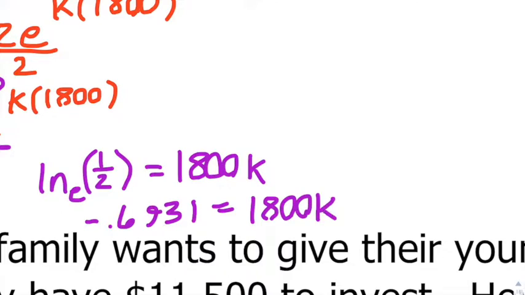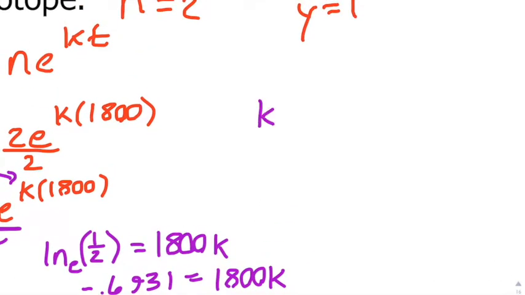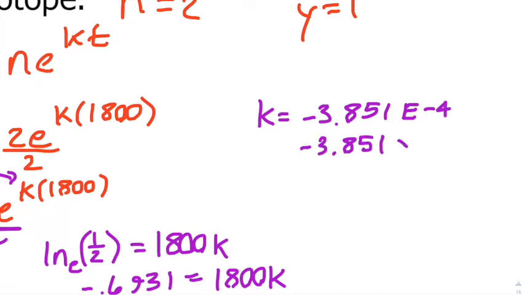So then I'm going to divide that by 1800, if I can type it in right. And then we get a k value. It's very, very small. My calculator here says negative 3.851 and then times 10 to the negative 4. If your calculator says e negative 4, that's the same exact thing as saying, in scientific notation, times 10 to the negative 4. Which basically means your decimal's 4 hops over from where it should be.